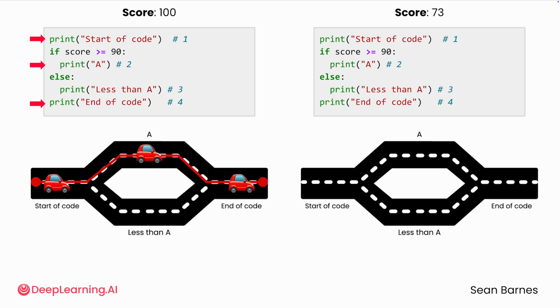If score is less than 90, then the computer will take a different path through the code. Print statements 1, 3, and 4 will execute instead, and the program will print start of code, less than A, and end of code. So, you can use if statements to make decisions and create branching paths in your code. You can write an if statement all on its own to execute some lines of code in a particular case, or you can add an else after the if block.